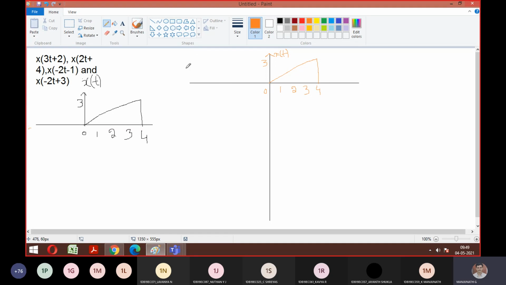So the first question is x of 3t plus 2. What is the first procedure here? Advancing, sir. So everyone did t plus 2 first. T plus 2 plot model. Yes, sir. So t plus 2, this is the triangle signal they have given.